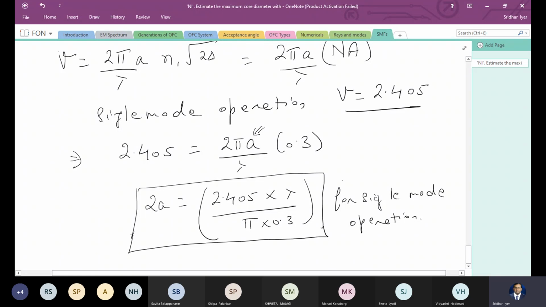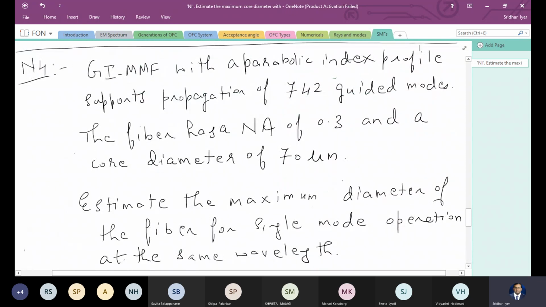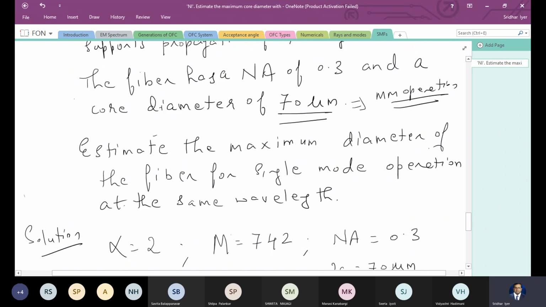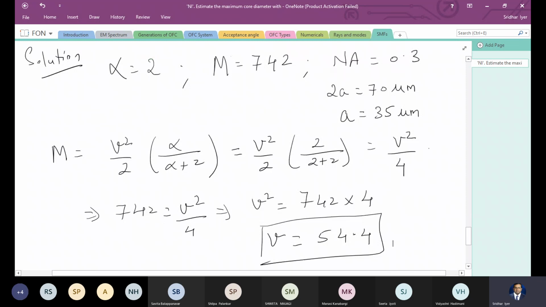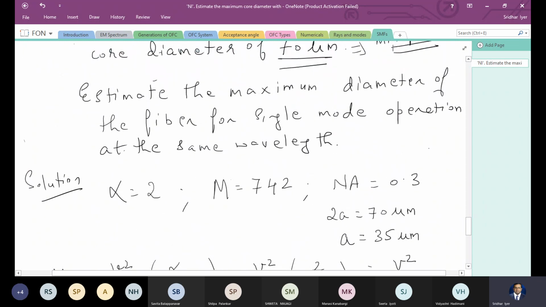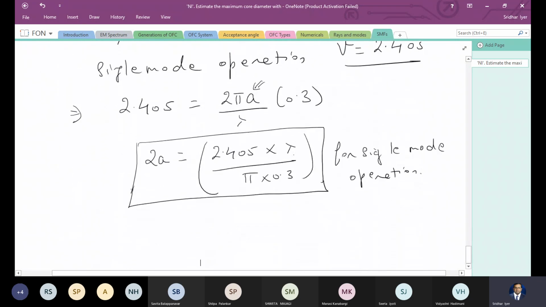Please note here the difference. The question can arise that we are already given the core diameter as 70 micrometer, but this is for multimode operation. We cannot have the same core diameter for single mode operation, right? So 70 micrometer is for multimode operation, but we need to find the diameter for single mode operation. And they have given at the same wavelength, but they have not specified this wavelength. So we don't know what wavelength it is. That's why once we get that wavelength, then we can find this answer.